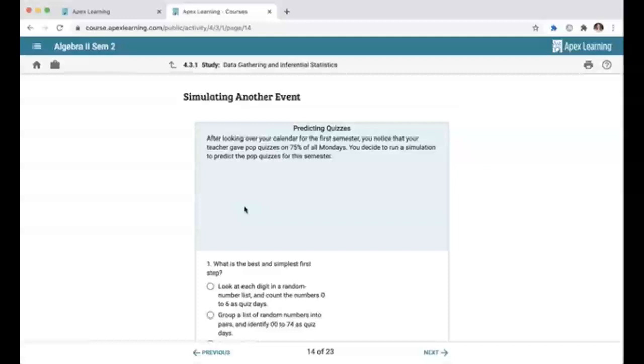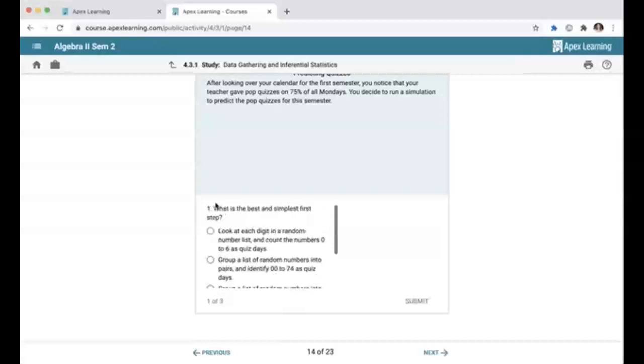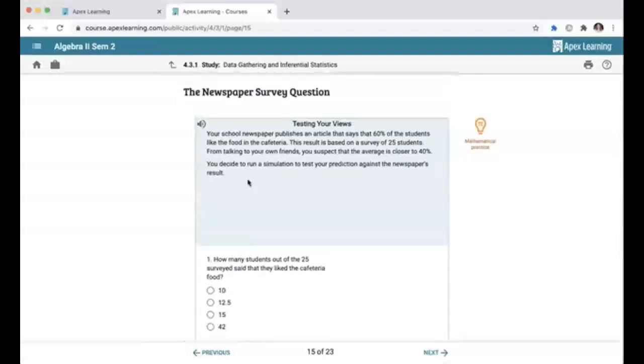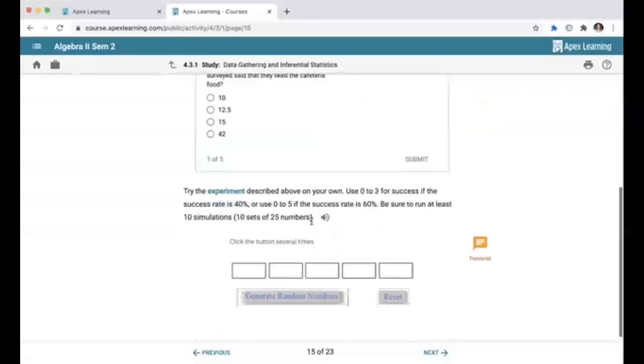So then here, these are some quick questions that you can go over. Looking at your calendar for the first semester, you notice that your teacher gives a pop quiz 75% of all Mondays. So you can try to set up a simulation to predict pop quizzes for the semester, and this will walk you through the best and simplest first step here. I'll let you walk through those for the sake of time. And same thing with this newspaper survey. The first one was looking at where you already have a prediction, and this one's now looking at a survey in a newspaper.